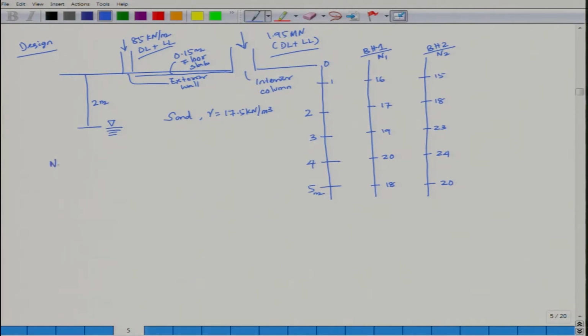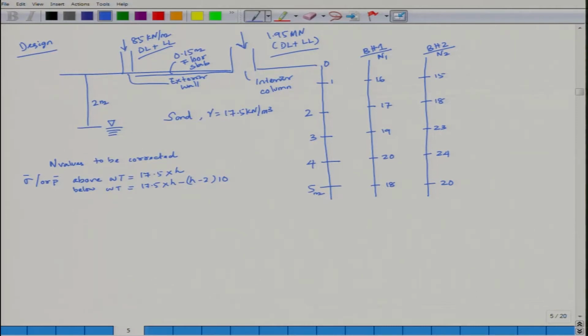So first, your N values have to be corrected. Sigma prime, or P prime, above the water table is equal to 17.5 into H, and below the water table it is equal to 17.5 into H minus 2 into 10, H minus 2 into 10. So below your water table, that would be fine.